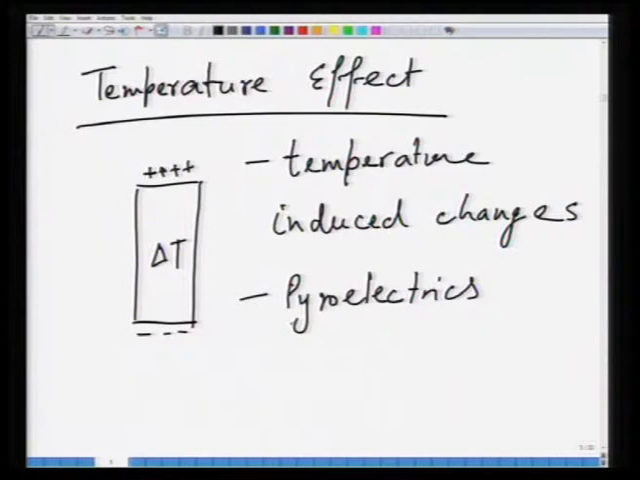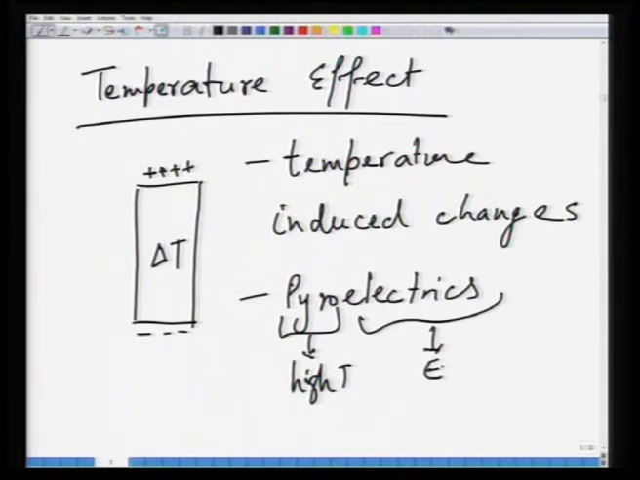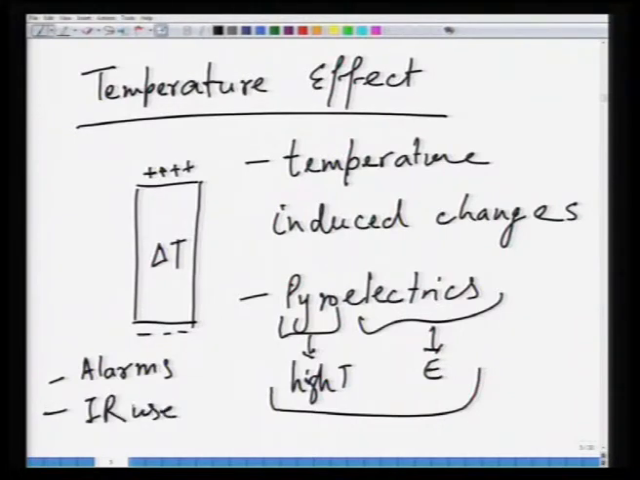Now, here again you can see this word pyro means high temperature, and electrics means, of course, something to do with electricity or electrical parameters. So, coupling of these two, temperature and electric parameters, gives rise to this pyroelectric effect, and this is again a very useful effect because it is used in a variety of applications such as alarms. It's used in IR imaging, etc. And we will again look at this effect in detail.